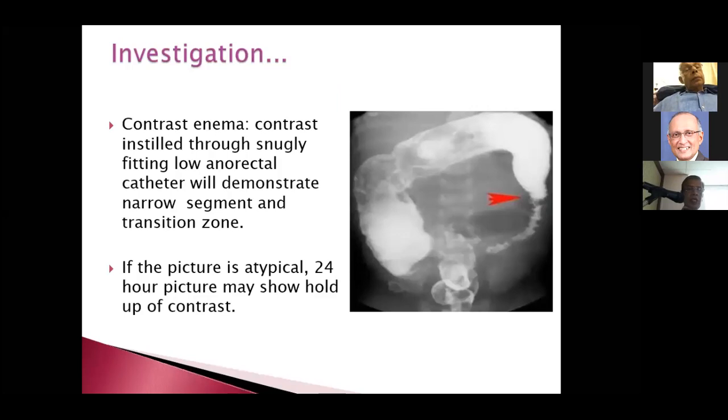Another investigation is a contrast enema. In this baby we do the enema and instill contrast through a snugly fitting anorectal tube, and you will see the transition zone. You can see the narrow bowel and dilated bowel. The transition between the narrow bowel and the dilated bowel is called the transition zone. That's important. If the picture is atypical, you have to take a 24-hour picture, which may show contrast holdup.